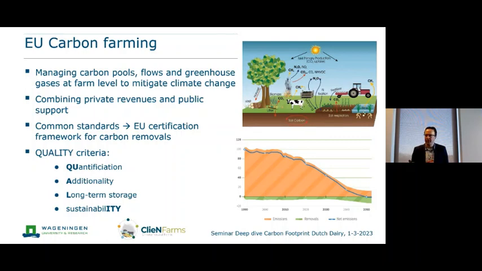But there's still a lot of questions, and there's an expert group who will look at how to get the details for the certification right. And that's about quantification. How do you quantify the removals? Are you sure it's additional to what is already being done? How about long-term storage of carbon? And how do we ensure that it stays in the soil? And is it also sustainable? And is it linked to issues like biodiversity? So these are discussions that will be happening over the coming years, and I think it's very important for the kind of projects that will be starting around carbon sequestration.